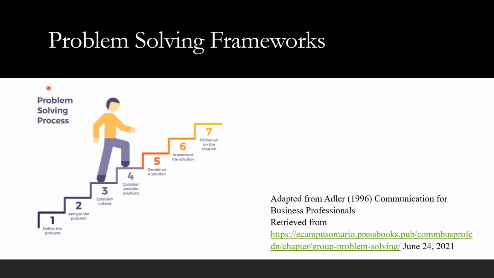It shows the problem-solving process as a ladder in 7 steps. Number 1, define the problem. Number 2, analyze the problem. 3, establish criteria. 4, consider possible solutions. 5, decide on a solution. 6, implement the solution. And 7, follow up on the solution.